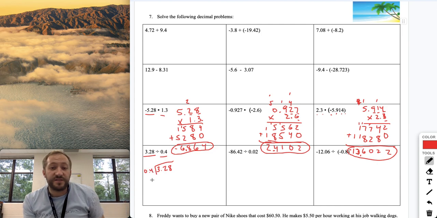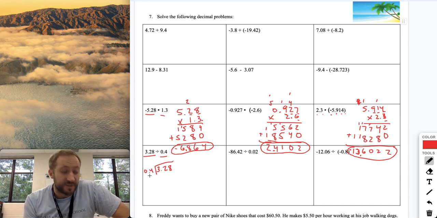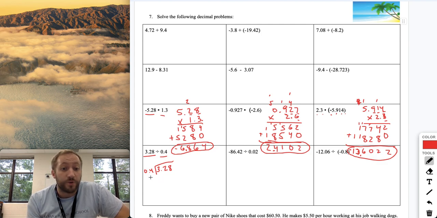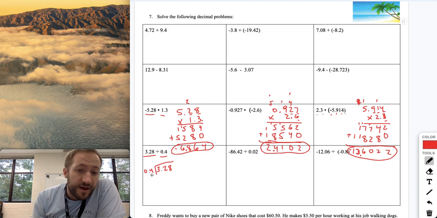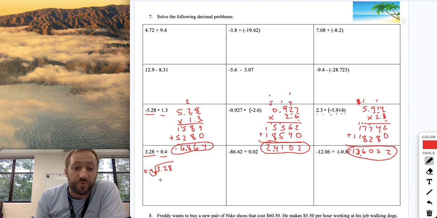Now, if the divisor, this number on the outside, is a decimal and not a whole number, I can't do that. I gotta make it a whole number first. So, watch what I'm gonna do. This is 0.4. I'm gonna make it a 4 by moving that decimal one place. Look, now this number is 4. That's way easier and more manageable to do. Whatever I do on the outside, I have to do on the inside. I move this one space. I'm going to move this one space.